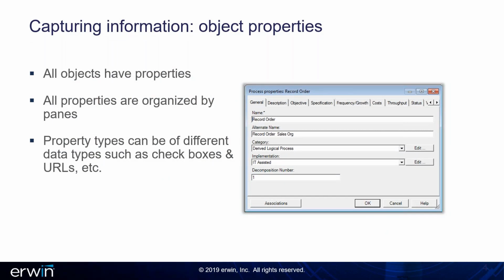As we mentioned, all objects have properties, and all properties are organized by panes. As you're looking at this, name is a property, alternate name is a property. These are all panes: general, description, objective, etc. Those are panes. And properties can be of different types. Property types can be things like a drop-down list, such as this, or a single-line text, or multi-line text, or a drop-down.